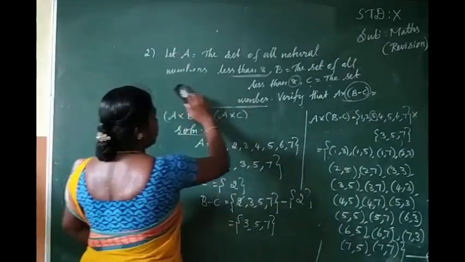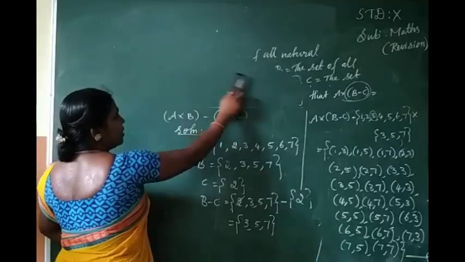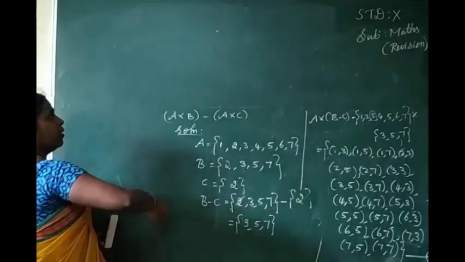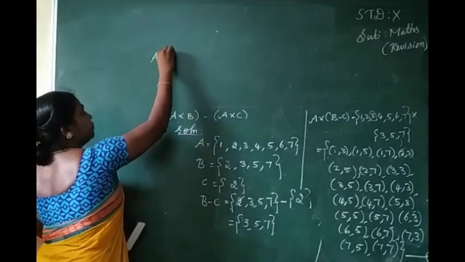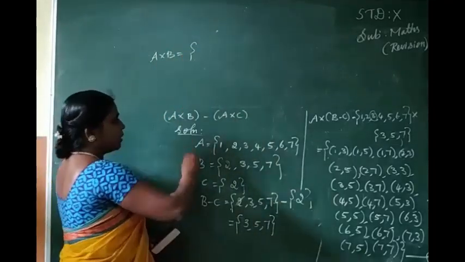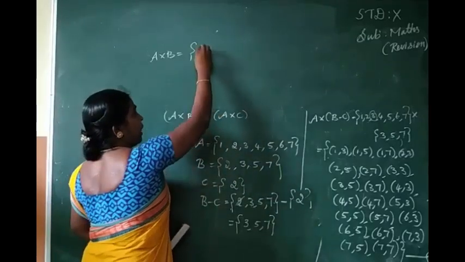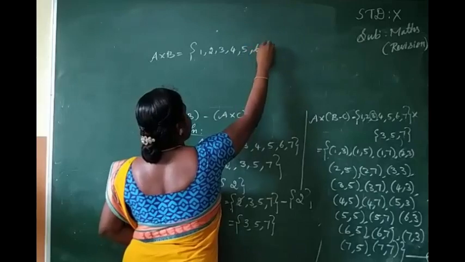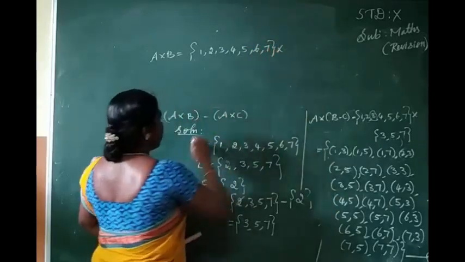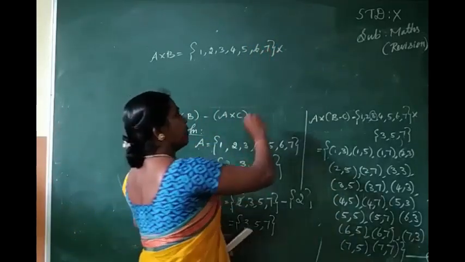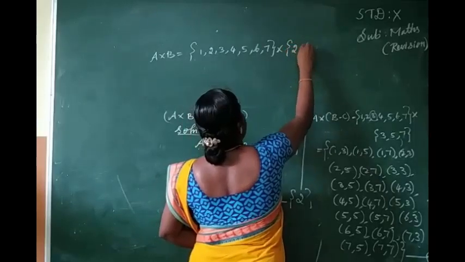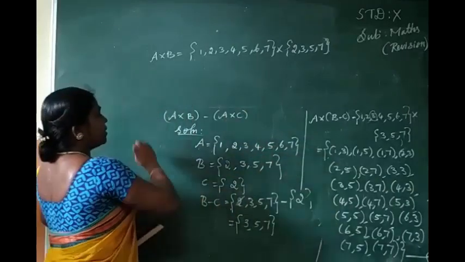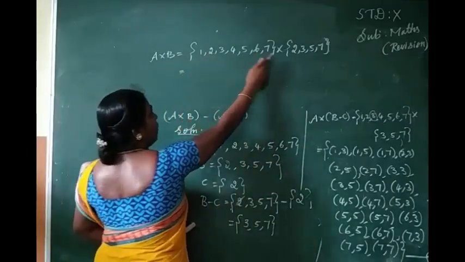In the right hand side, what are the terms? A cross B minus A cross C. First you have to find A cross B. In A, the elements are 1, 2, 3, 4, 5, 6, 7, cross B, which is 2, 3, 5, 7. Now you find the cross products. 1 comma 2.